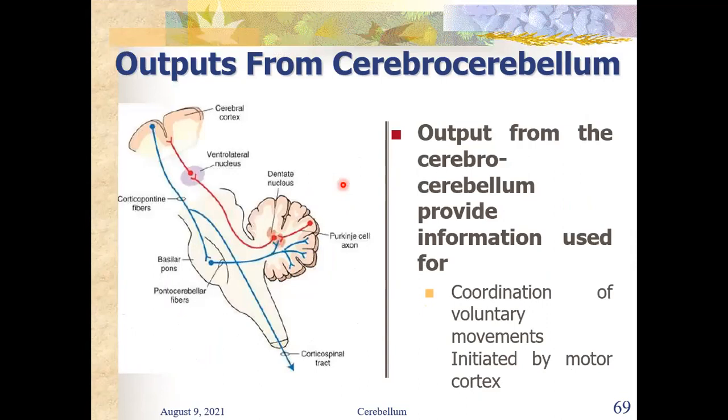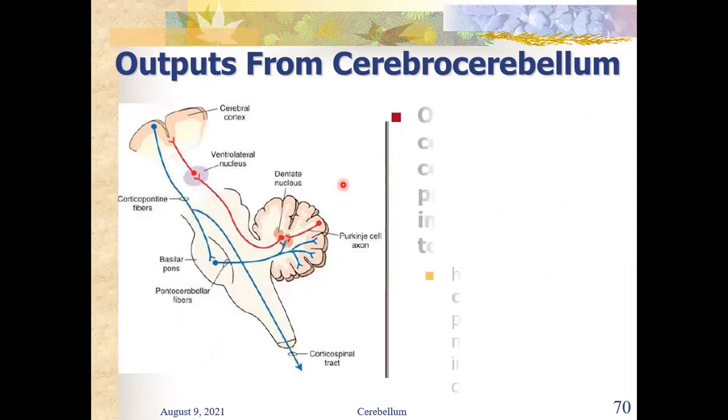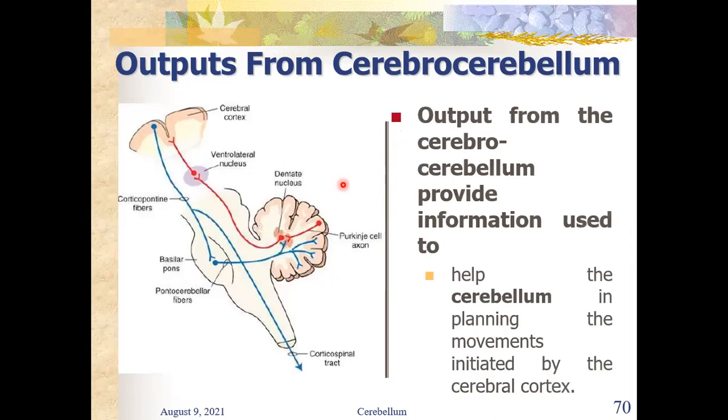So the output from the cerebellum provides information. As that output moves from the cerebellum, the deep cerebellar nuclei, to the red nucleus, to the thalamus, and up to the cerebral cortex, the role of that pathway is to provide information for coordination of voluntary movements initiated by the motor cortex. It provides information about the voluntary movement that was already initiated by the motor cortex.